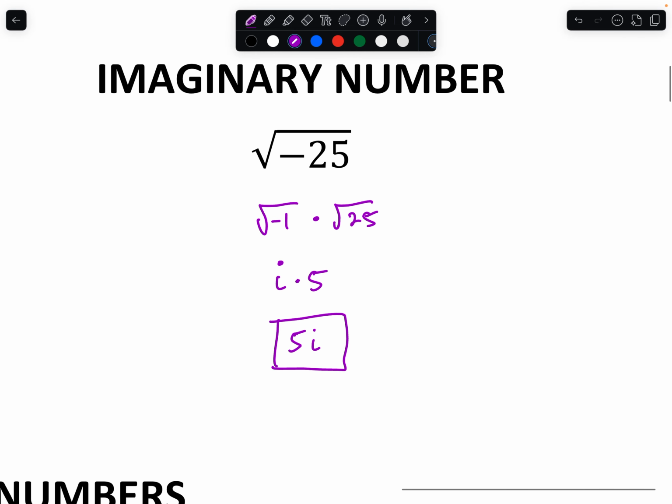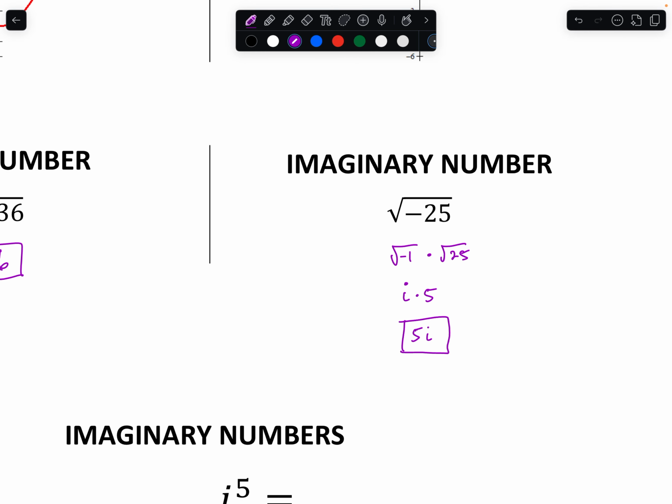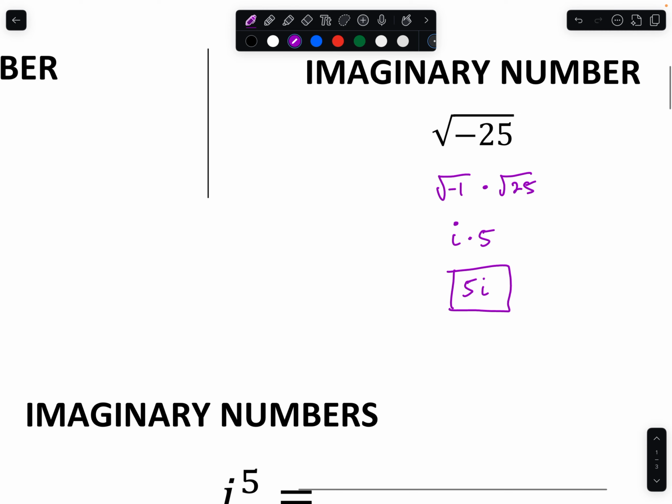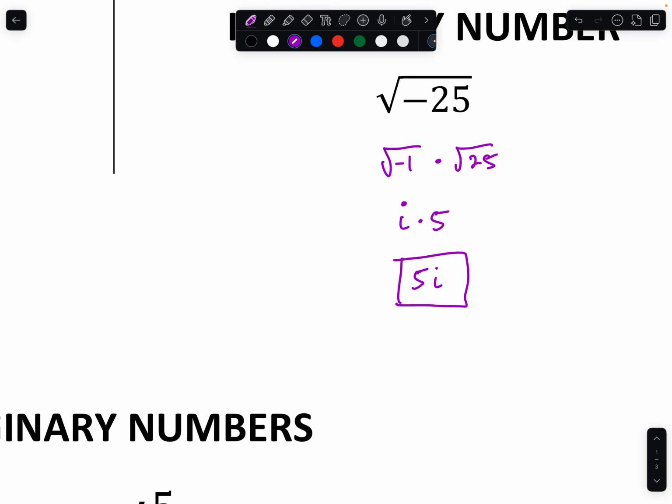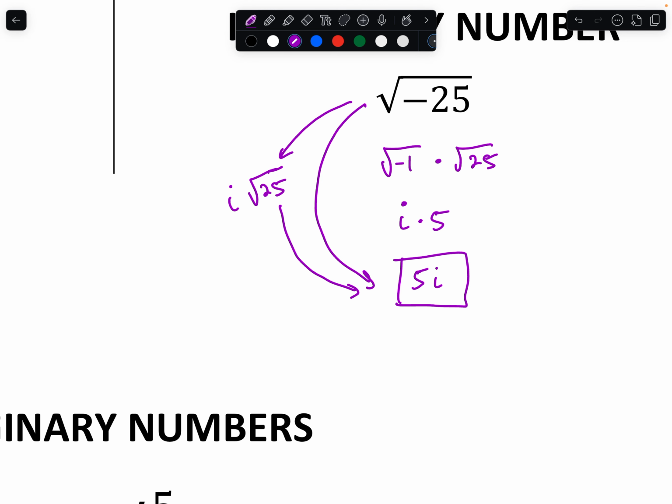We don't do negative 5i because we're not solving an equation. We're just taking the square root of that number. So the thing here to remember is whenever you have a negative under the square root, another way you could look at it is you could just pull the negative out as an i and then make the square root positive and then continue simplifying.